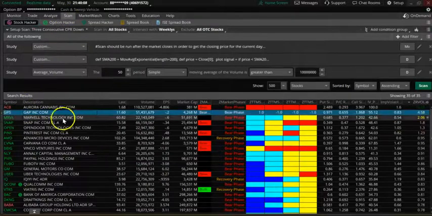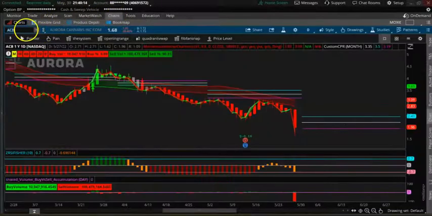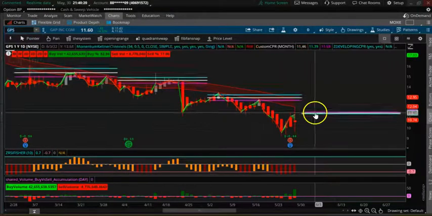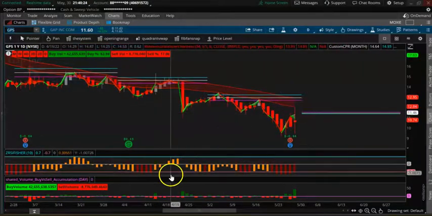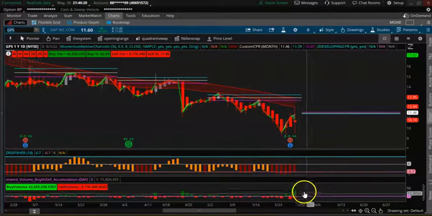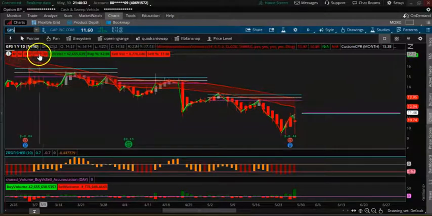Next is GPS. Here is the same situation. CPR is down, you can see RSI is down, and there's a lot of volume also. You can see the time frames are all red.